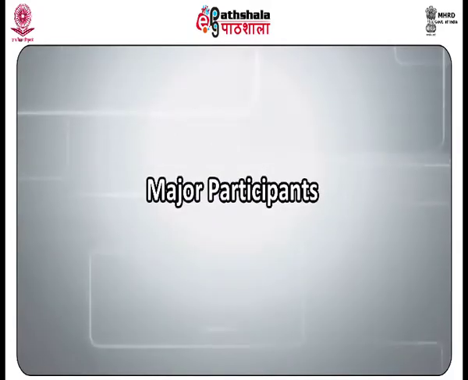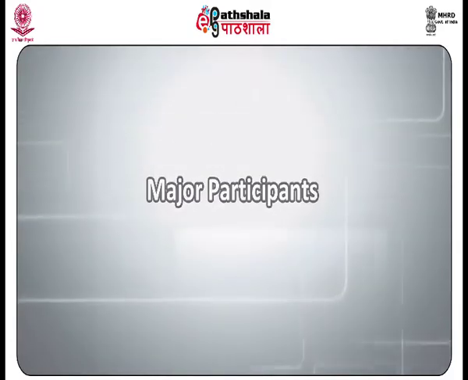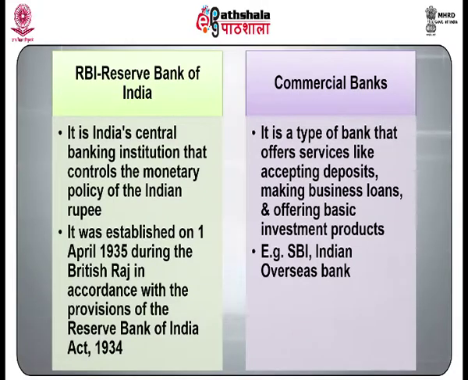The major participants of the money market are, firstly, RBI, that is, the Reserve Bank of India. It is India's central banking institution that controls the monetary policy of the Indian rupee. It was established on 1st April 1935 during the British Raj in accordance with the provisions of the Reserve Bank of India Act, 1934.